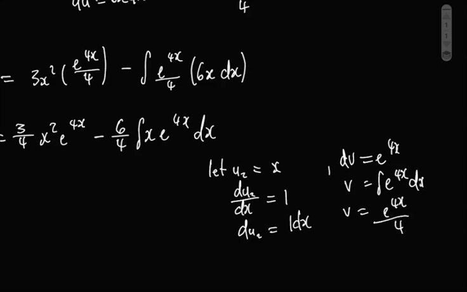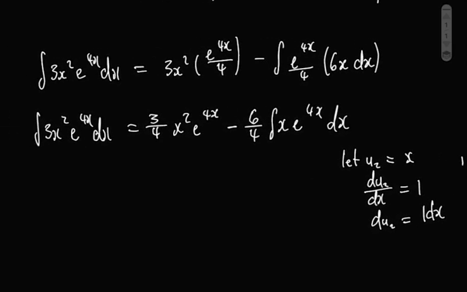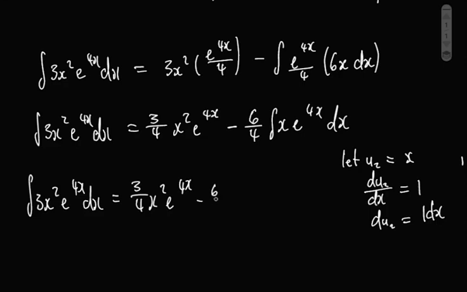And you can now put the things again. You can call it v2, it's still fine. The integration by parts formula still applies, so the integral of 3x squared e to the 4x with respect to x is equal to 3 over 4 x squared e to the 4x, right? Minus 6 over 4. Now 6 over 4 is going to multiply what's about to come now.